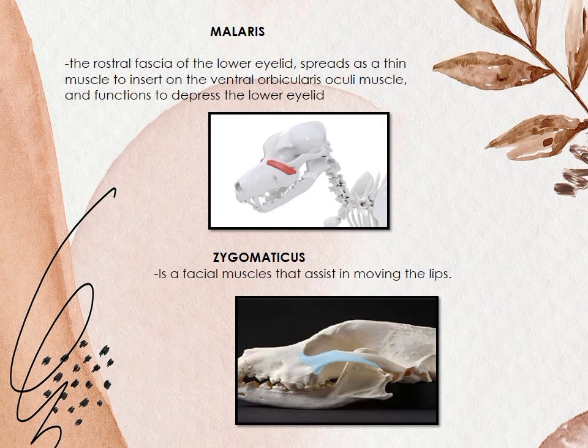Zygomaticus major origin is on the zygomatic bone, insertion on the skin at the corner of the lips, and we get an elevation of the corner of the lips.